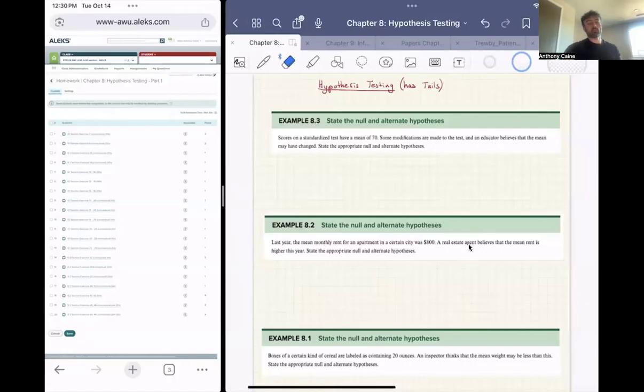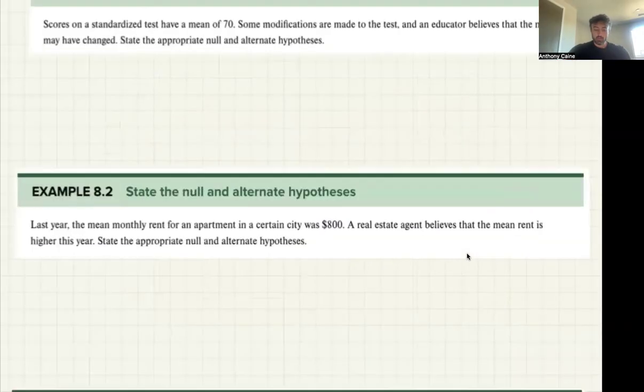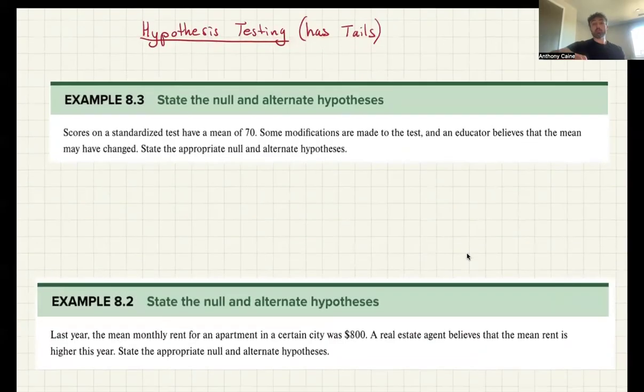All right, so I'm just going to run through chapter 8 ideas. Most of this lecture we already saw in class, but let's just jump into it. So chapter 8, it's about hypothesis testing, and hypotheses have tails. Okay, what do I mean?